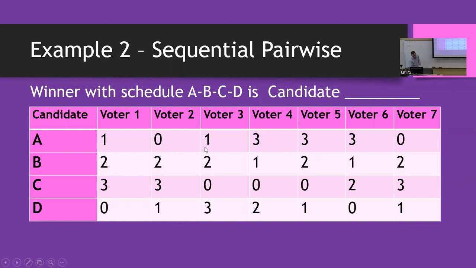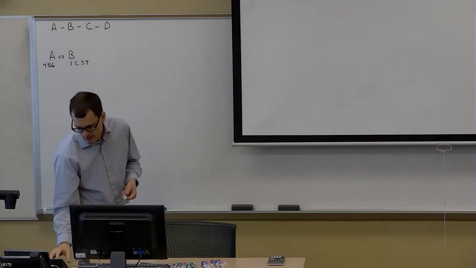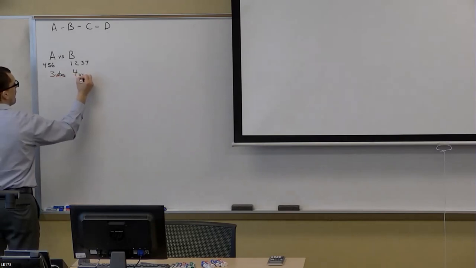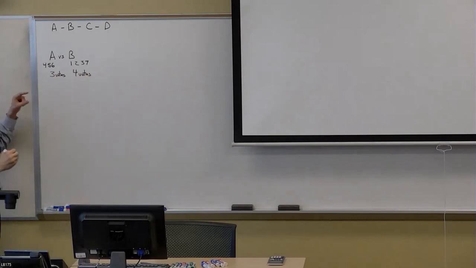Voter 3 also gave B the higher number. Voter 4, voter 5, and voter 6 gave A the higher number. And then voter 7 gave B the higher number. Everybody see that? So that means in a head-to-head battle, A would have gotten 3 votes, specifically from voters 4, 5, and 6. B would have gotten 4 votes, specifically from 1, 2, 3, and 7. So B wins.